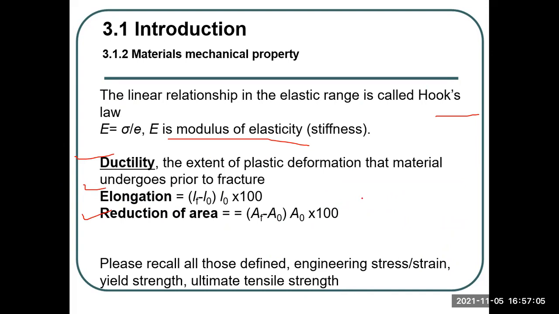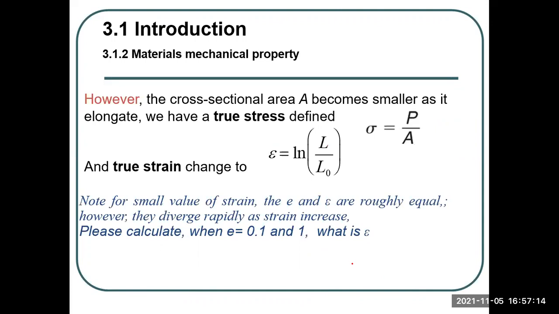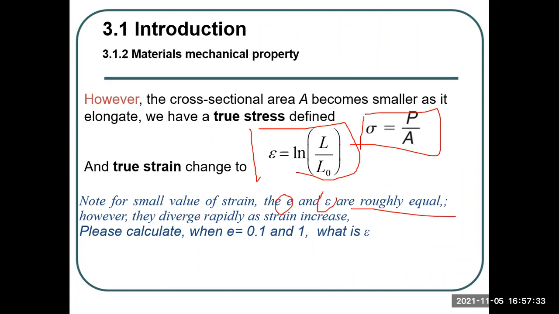So far we only talk about engineering stress and strain. Okay, so yield strength and the UTS. The cross-sectional area becomes smaller as it elongates, so this is true stress and true strain. Note that for small values of strain, these two are roughly equal. So for ceramics, most of the time people just don't differentiate these two.